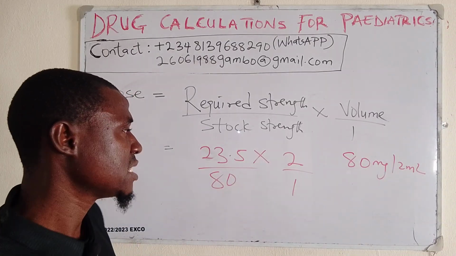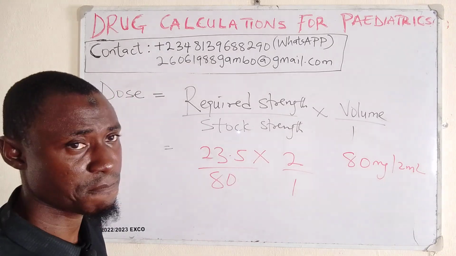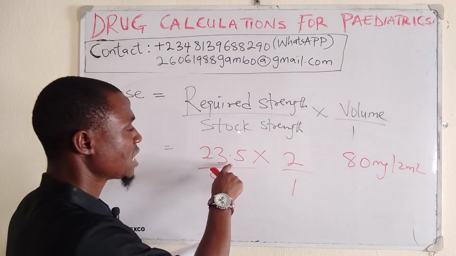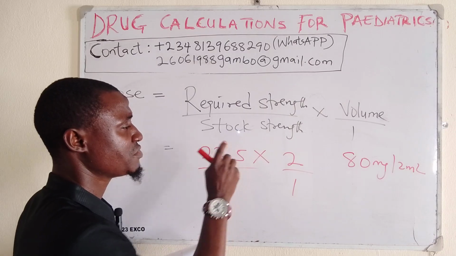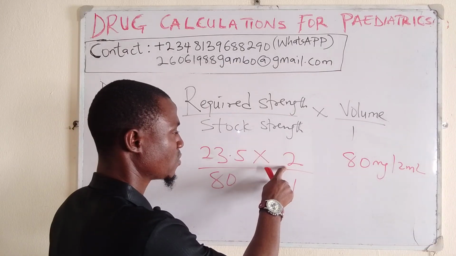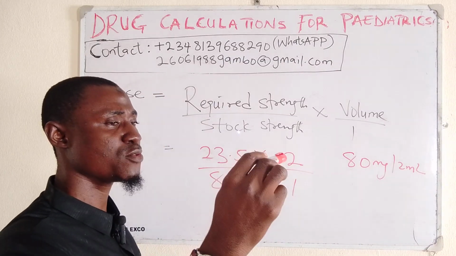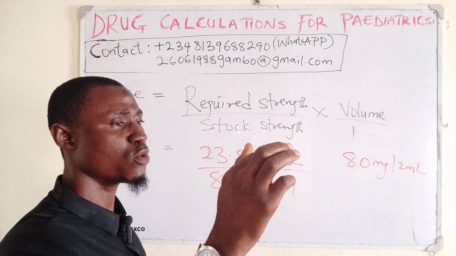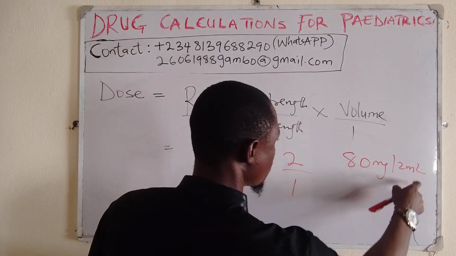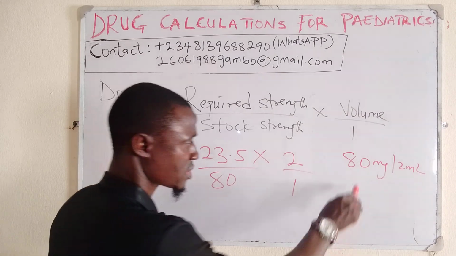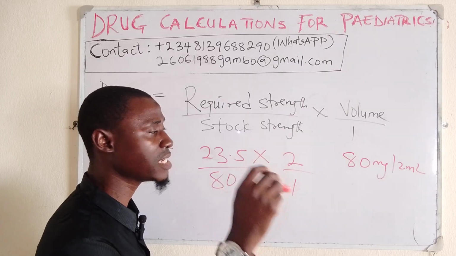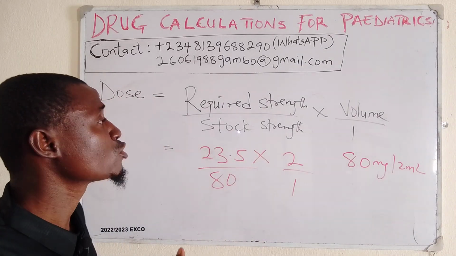Let's assume I've never administered gentamicin to a patient before, and I have a patient that I need to administer gentamicin to, and the dose prescribed for that patient is 23.5 milligrams. How do I go about it? I have the required strength, but I don't have the volume. So what do I do? All I need to do is get my ampoule and look on the label. You always find something like this. It must be written. You'll find the strength and also the mil. Going through the ampoule, you see it: this is 80 milligram over 2 mil.